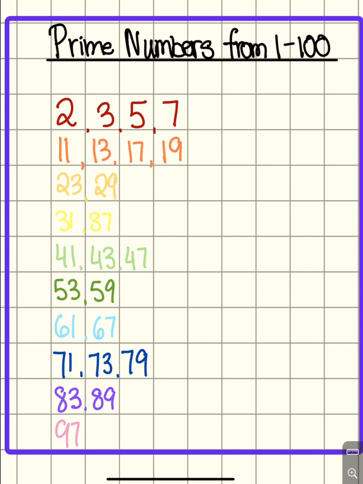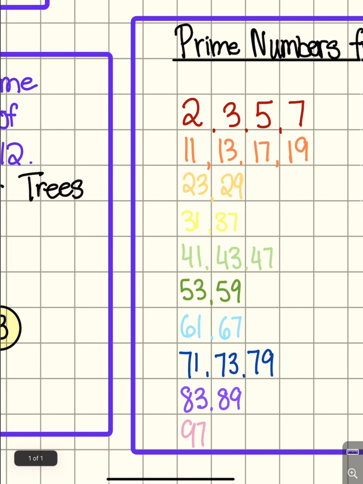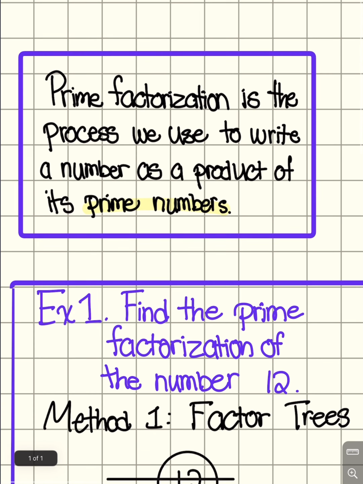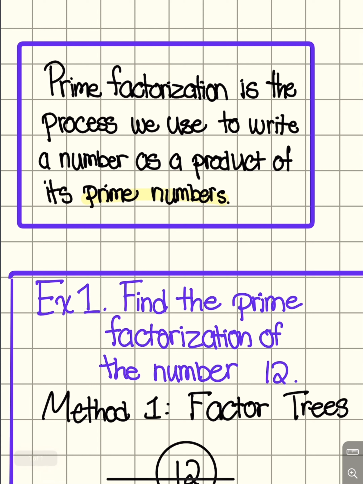Let's look at another example. 13. I can divide 13 by 13, which gives me 1. I can't divide 13 by 12, 11, 10, 9, 8, 7, 6, 5, 4, 3, or 2. But I can also divide 13 by 1 to give me 13. So 13 is also a prime number. So let's use an example to discover how to use prime factorization.